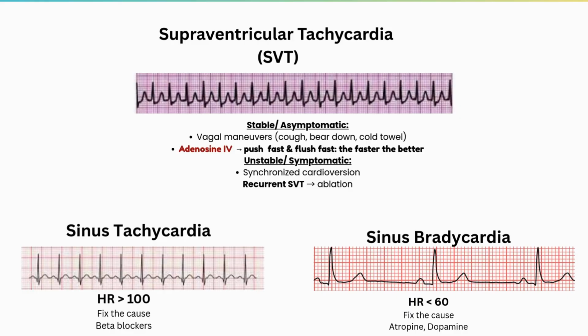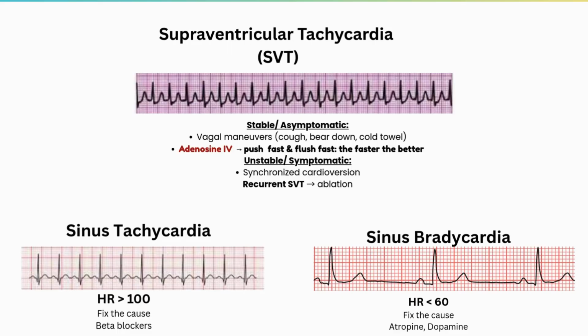It's so fast. If the patient is stable or asymptomatic, their blood pressure is good, they're not complaining of shortness of breath or feeling weird, you could suggest vagal maneuvers. It's non-invasive. Tell them to cough or bear down like they want to poop. And then you could do adenosine IV push. This medication, we usually give it very fast. You push fast and flush fast.